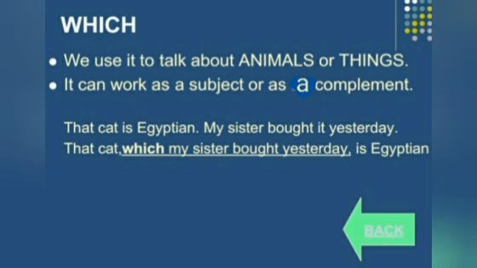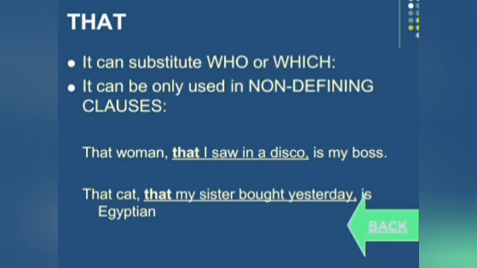Take the next one, that. It is used to substitute who or which. Take for example, "That woman that I saw in a disco is my boss." "That cat that my sister bought yesterday is Egyptian." So that, in both sentences, is your relative pronoun and it is combining the two thoughts. Okay?